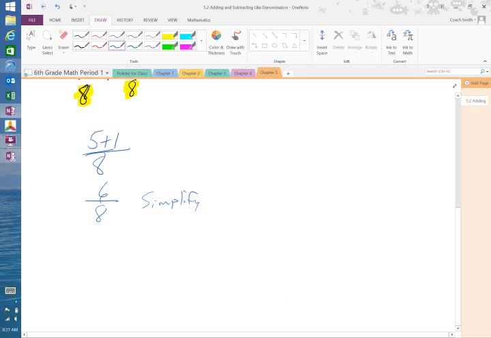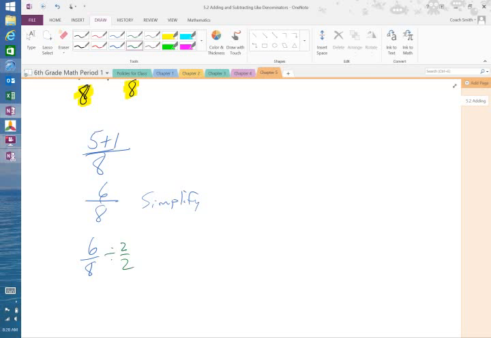Now, 6/8 we can simplify. We have to take it to its simplest form, its lowest terms. We have to reduce it, whatever you want to say there. Those all are synonymous terms, they mean the same thing. But I've got to reduce it. 6 over 8 I can reduce by 2 over 2.